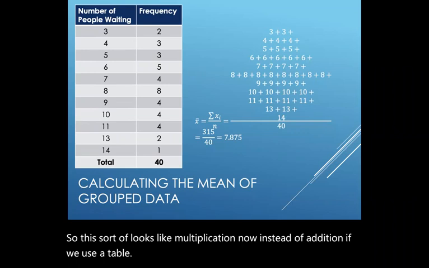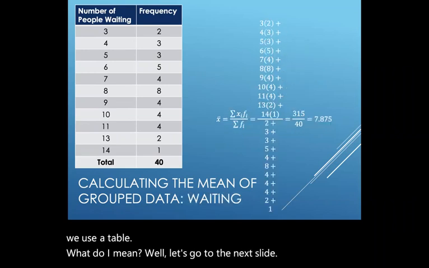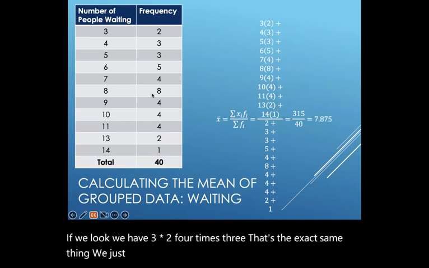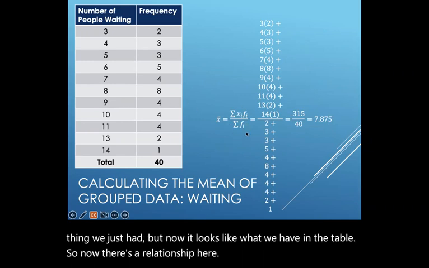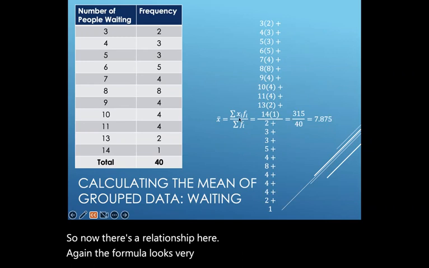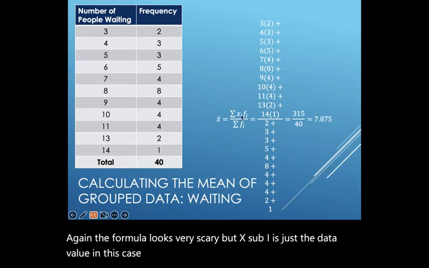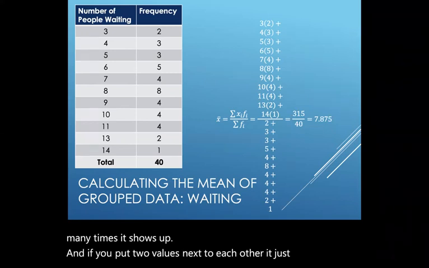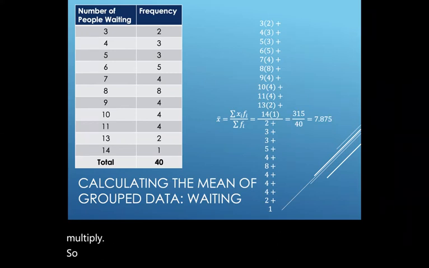What do I mean? Well, let's go to the next slide. If we look, we have 3 times 2, 4 times 3. That's the exact same thing we just had, but now it looks like what we have in the table. So now there's a relationship here. Again, the formula looks very scary, but x sub i is just the data value, in this case, 3 through 14. And the f, the frequency, is how many times it shows up. And if you put 2 values next to each other, it just means multiply. So let's put it in the table, and then we can do it in Excel, and it'll be much easier.